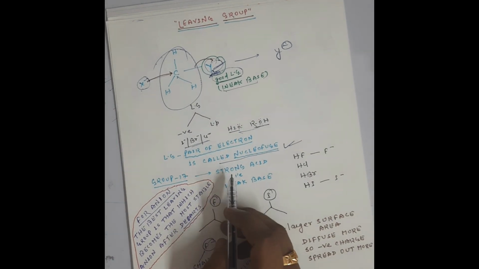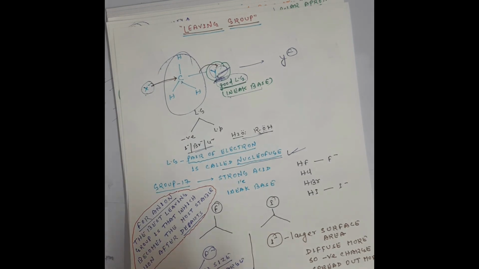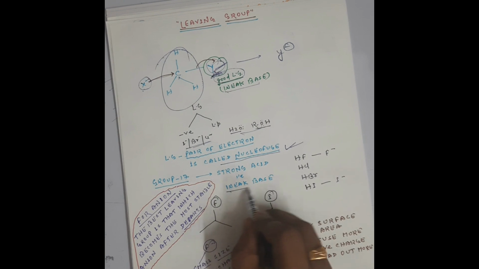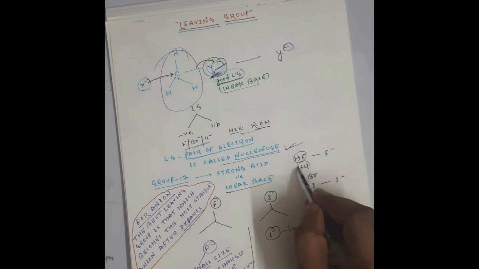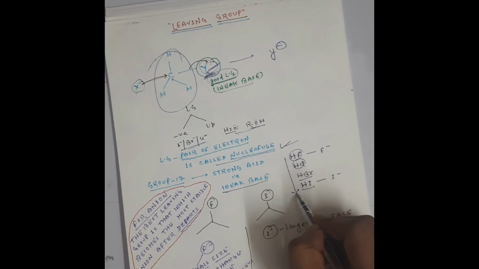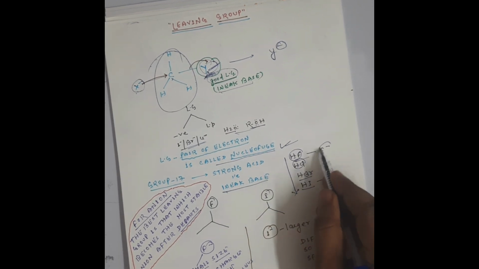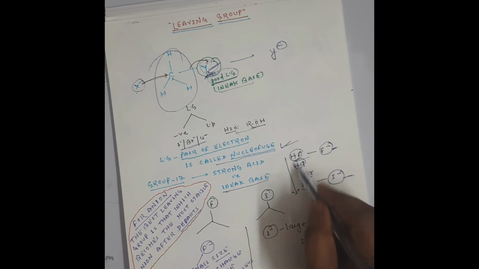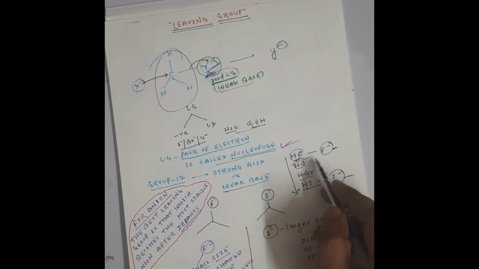See, students, when we talk about group 17, as you know, group 17 is a stronger acid because of high electronegativity, right? And that means a weak base. So HF, HCl, HBr, HI we have. As you know, from top to bottom acidity increases. So F minus is a base and I minus is an acid. HI is an acid, HF is a base. Although all are acids, when we compare within the same group, HF is a good base and HI is a good acid.